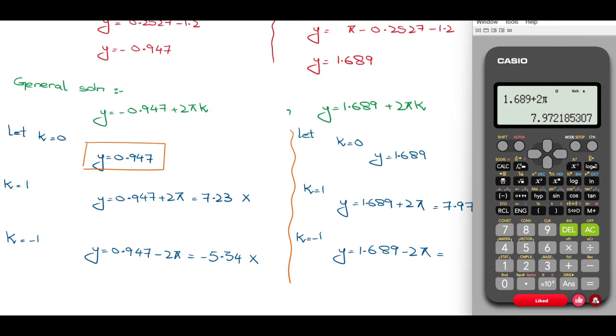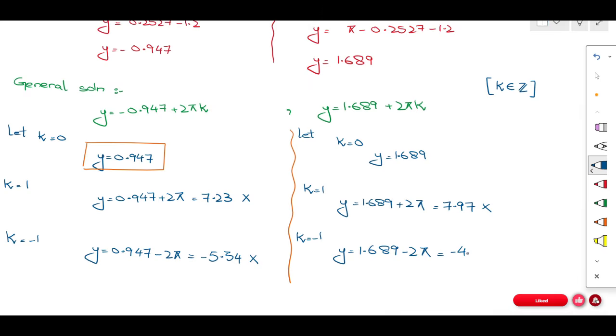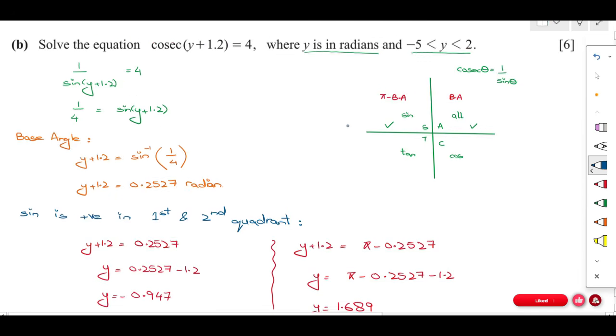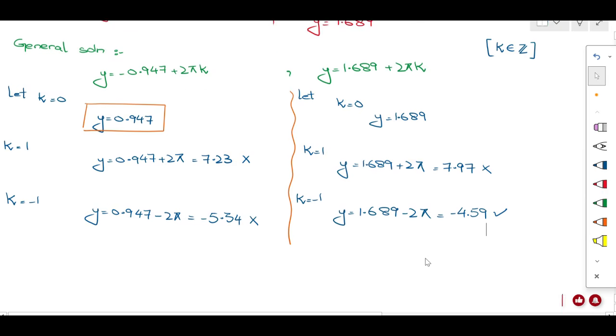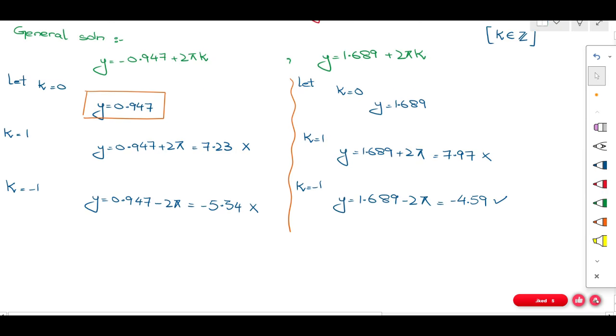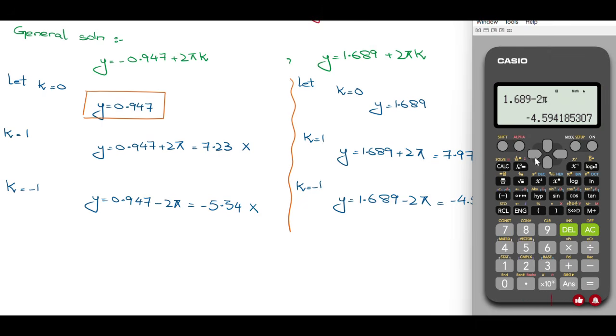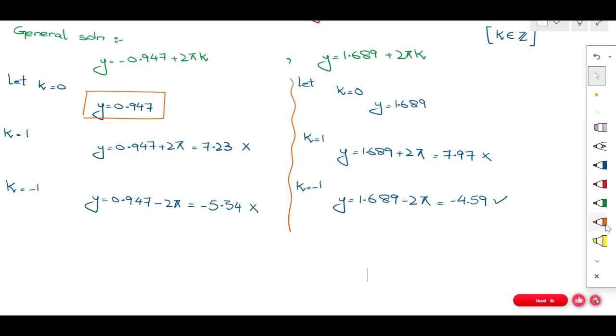Okay, that is -4.59. Yes, this is in the range. -4.59 is in the range between -5 till 2, because if you take another value, k equals -2, it is again -4 pi. Let me check. When you have -4 pi over here, it is -10, which is not in the range. Okay, this is the second desired solution, and this one is the third desired solution.